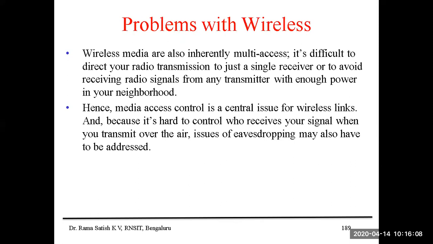Because it is hard to control who receives your signal when you transmit over air, the issue of eavesdropping arises. Eavesdropping means you transmit a signal via air, so anybody can hear it and easily receive the data. If somebody other than whom you intended can also receive the data, that's what we call eavesdropping. Eavesdropping may also have to be addressed. If you send it to node A, it has to reach only node A and should not reach any other node. That is what we call eavesdropping.